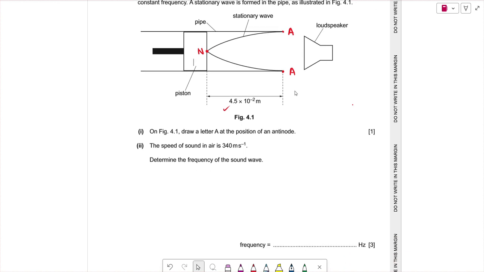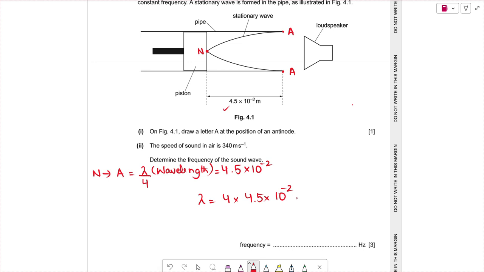Now remember, the distance between a node and an antinode is equal to a quarter of the wavelength. This symbol is for the wavelength. So the distance between node and antinode is given, which is 4.5 × 10^-2, equating it to lambda by 4. So this 4 will be multiplied with 4.5 × 10^-2, and we get 4 × 4.5 = 1.8 × 10^-1, or you can write it as 0.18 meter.